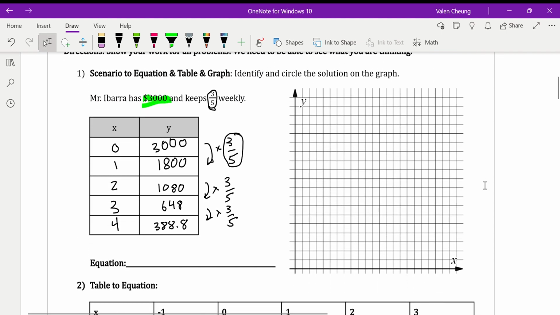Next, let's do the equation. Equation is always going to be in the form y equals a parentheses b to the power of x. A is your starting value, b is the multiplier. So we already know the starting value was $3,000. So y equals 3,000, and the multiplier was 3/5 to the power of x.